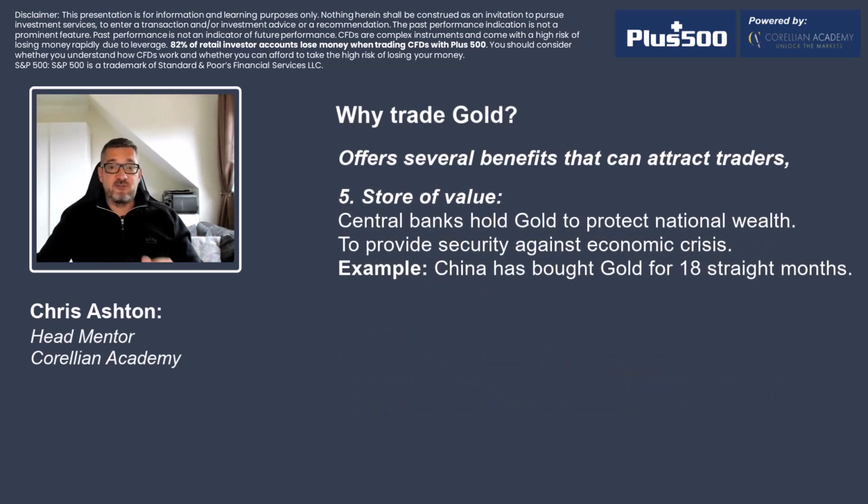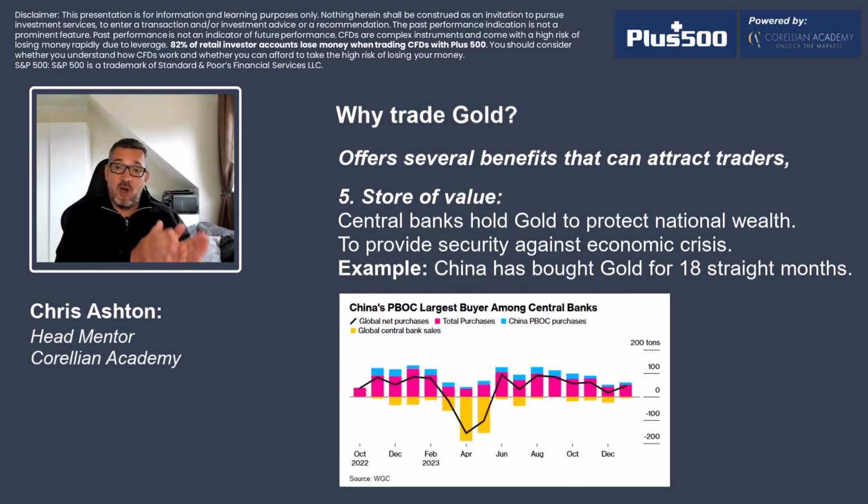Number five is store of value. Gold is used as a store of value for central banks and individual investors alike. Central banks hold gold to protect national wealth and to provide security against economic crisis. Bloomberg recently reported that in Q1 2024, purchases of gold by central banks, led by China, were the strongest on record, which goes some way to explaining the recent strong up move so far this year.